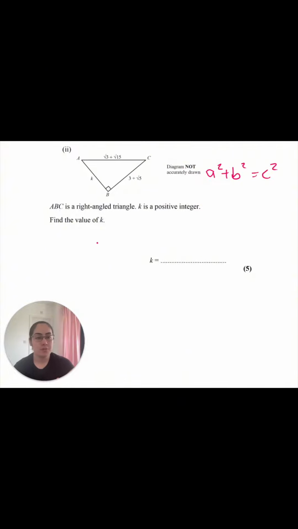So the most important thing to know with Pythagoras, one, we require a right angle in the triangle, which we have. Two, hypotenuse is our C. The other two, doesn't matter which one you label as A or B, as long as the longest length is labeled as your hypotenuse. So we're going to say a squared plus 3 plus root 5, whole thing in a bracket because that's our B squared, is equal to C squared, which is root 3 plus root 15.